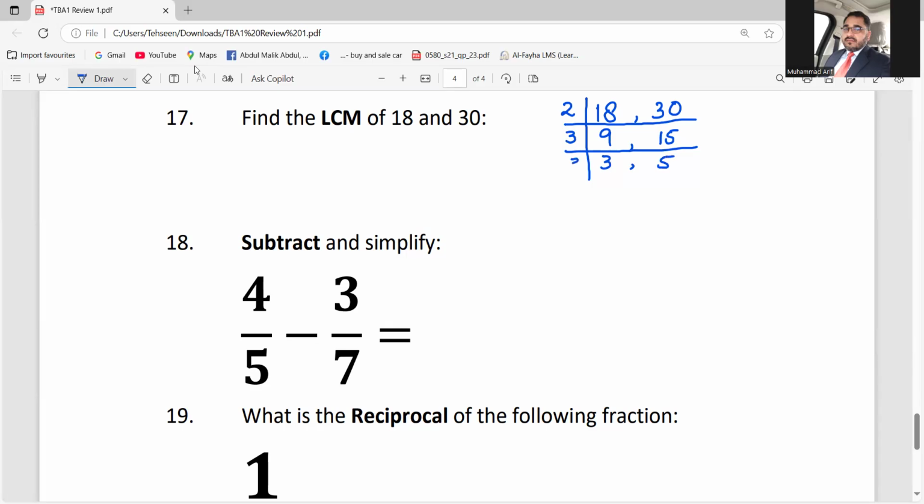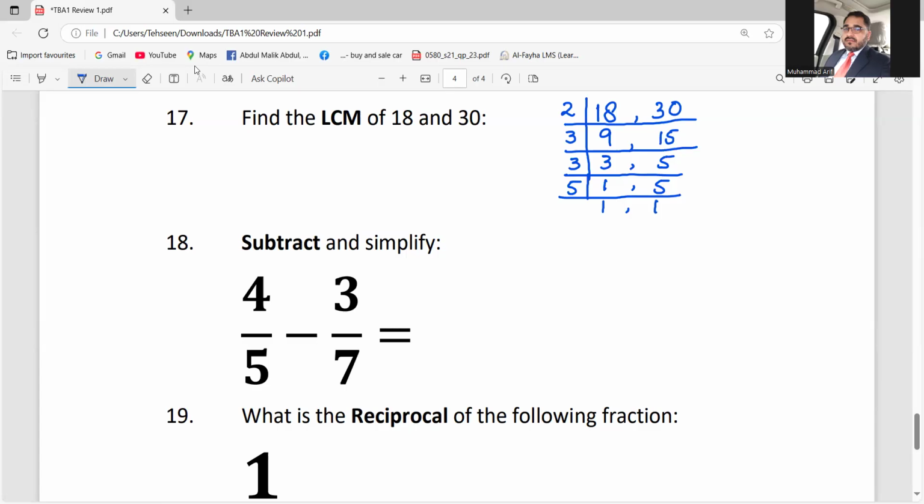Now again we need to divide by 3, as here one number is possible to divide by 3. 3 divided by 3 is 1. And this 5 is not divisible, so 5 stays the same. Now here, no number is divisible by 3. After 3, the next prime number is 5. This 1 is not divisible. 5 divided by 5 will be 1.